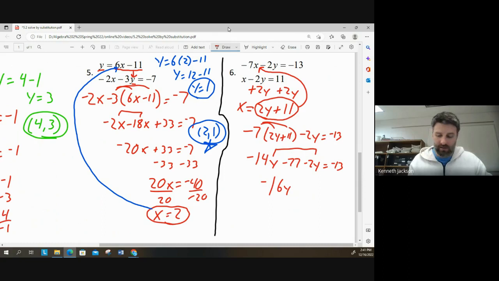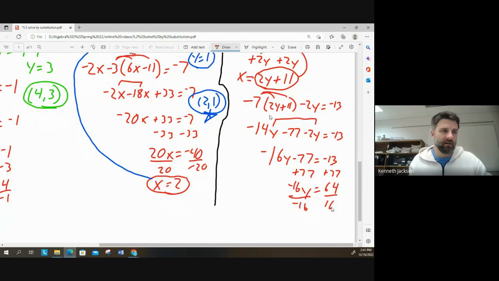So yes, these problems do take a little bit of work to get through. But that's not that we can't do it. It's just that we have to make sure we don't make any silly mistakes. So that's negative 16y equal positive 64. And to get rid of a times negative 16, I can divide. And that's y equal negative 4.